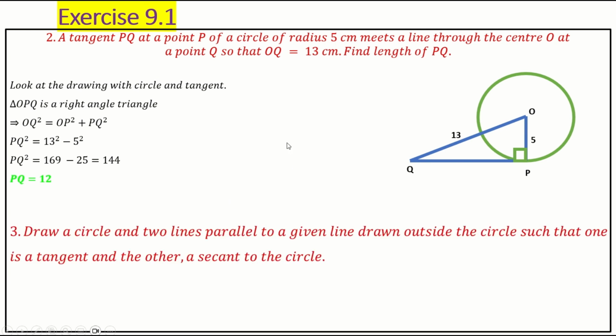Next, draw a circle and two lines parallel to a given line drawn outside the circle such that one is a tangent and the other is a secant to the circle. So you can clearly see, one is a tangent, the other one is a secant, both are parallel lines. It's very simple.